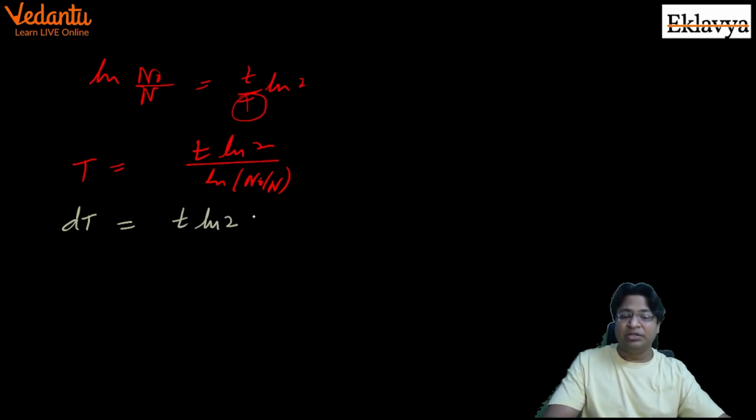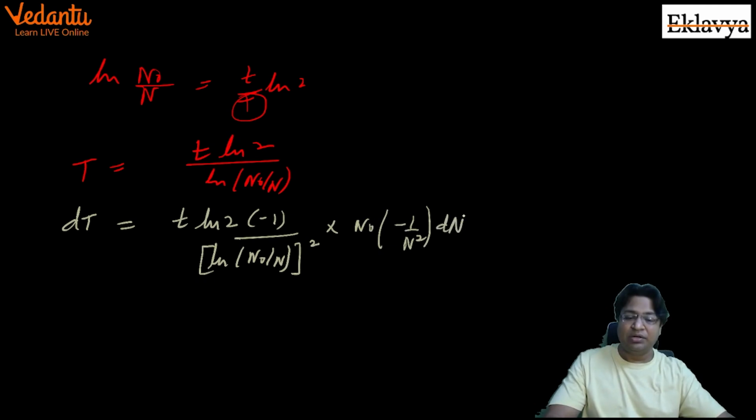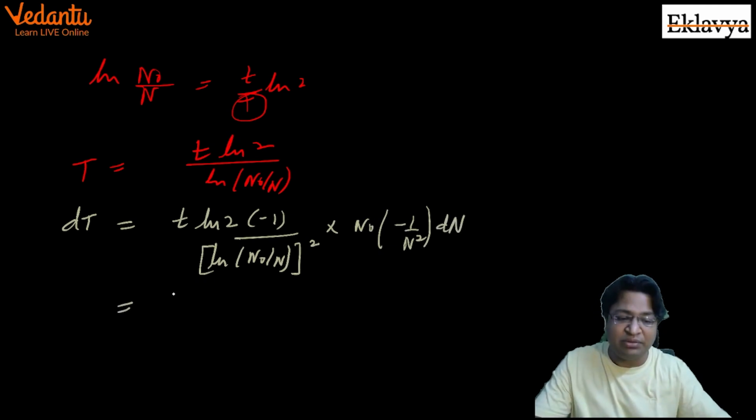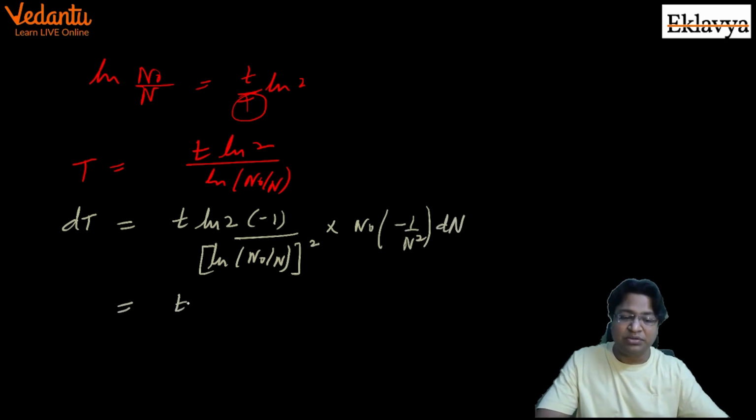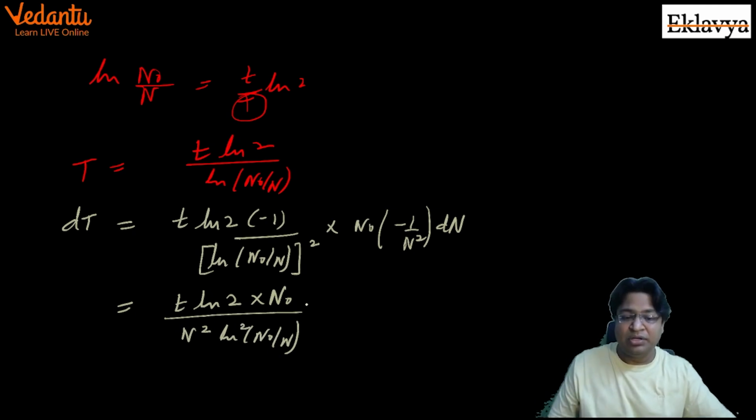So this is minus 1 upon ln n naught by n square of this, into derivative of this. So again n naught will be treated as a constant, so minus 1 upon n square into dn. So this is the expression that we ultimately get. Minus minus will become plus, so t times of ln2 into n naught divided by n square ln n naught by n square into dn.